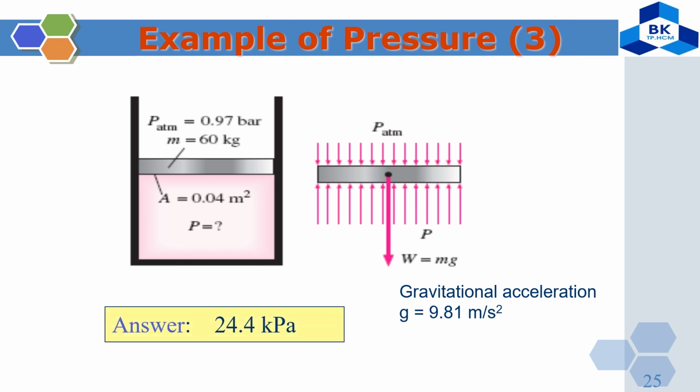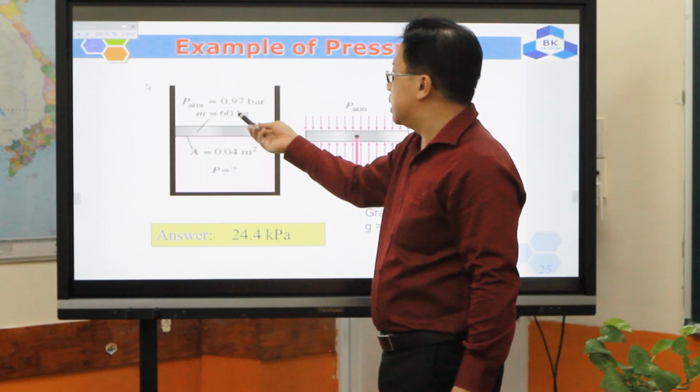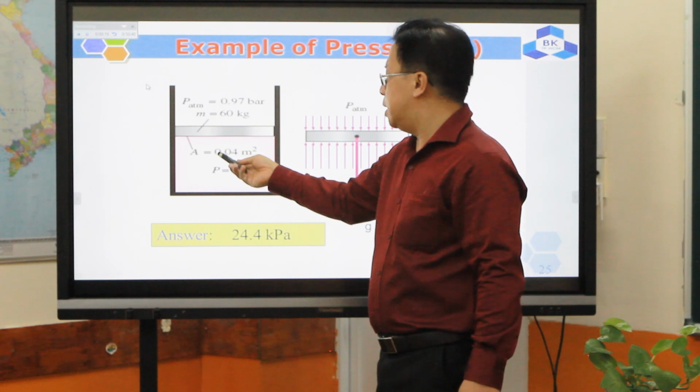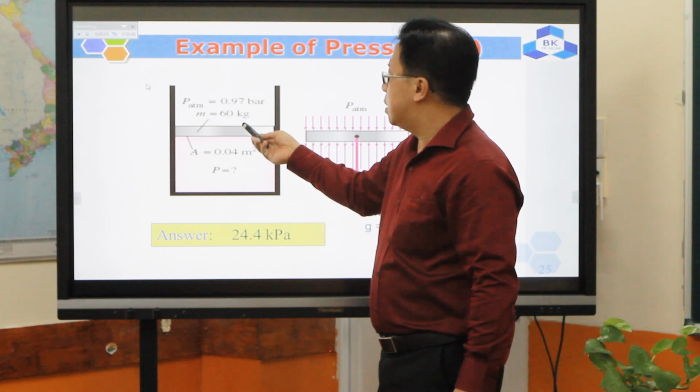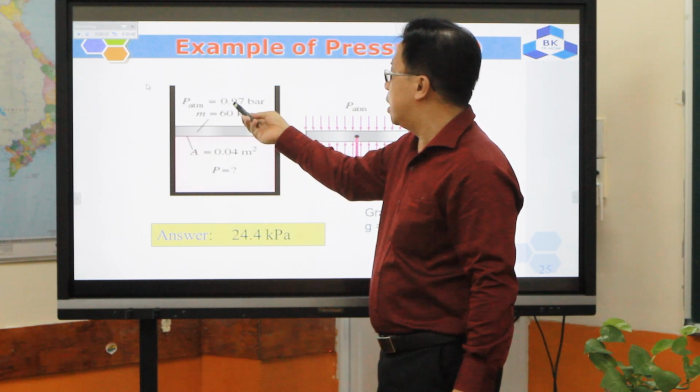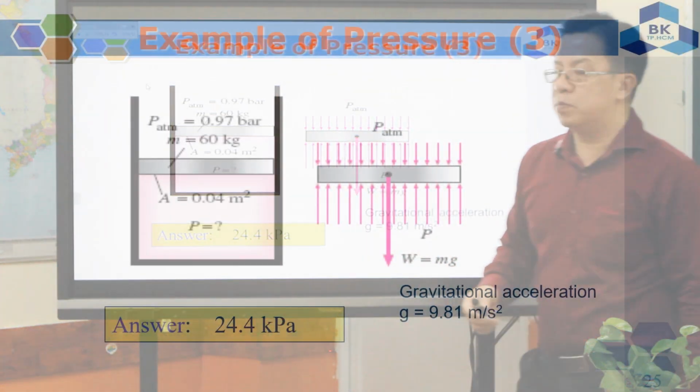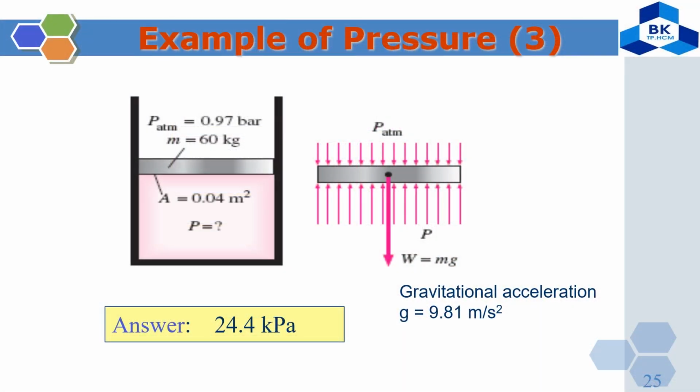Okay, all right. So in this example, we have a piston again. In the piston, we have a substance, and in this one, the cylinder has a weight of 60 kilograms, and the area here is 0.04 square meter, and the atmospheric pressure is 0.96 bar or 1 atmosphere. We work out the pressure inside the piston.